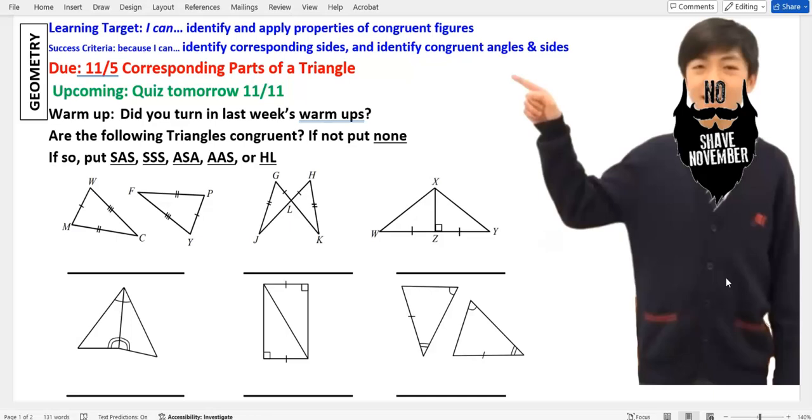Anyways, so no shave November. Don't forget, like this guy. Hey, you got that beard going, right? Got the neck beard. All right.